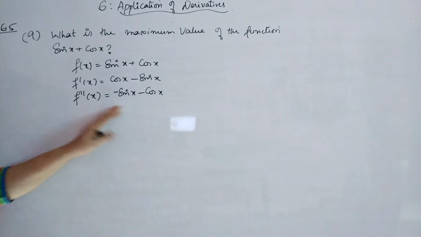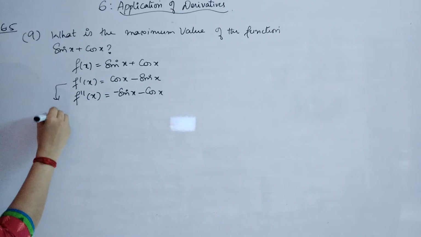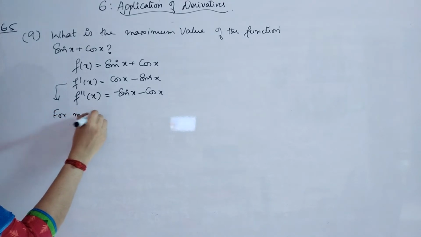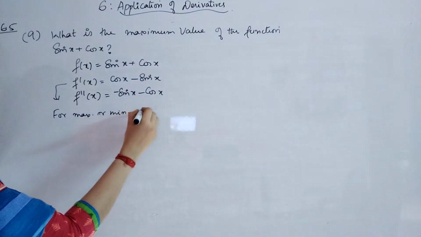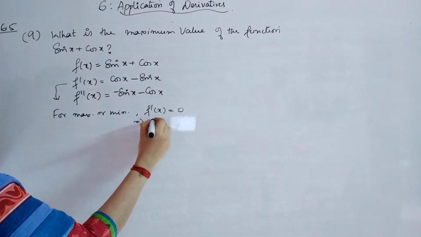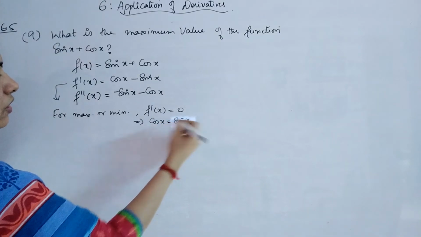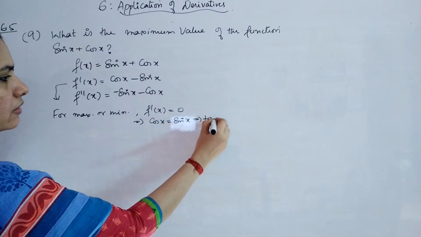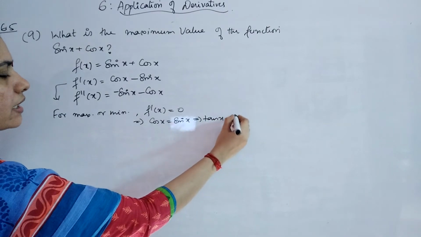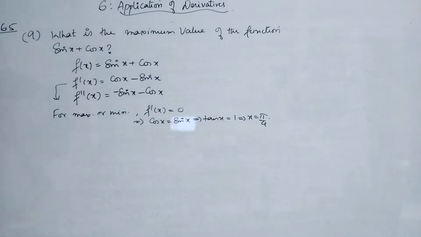So this is the second derivative. Now again we are using f dash of x to find out the critical point, or for maxima or minima. f dash of x will be equated to 0. That means you will get cos x is equal to sin x, or tan x is equal to 1. From this itself you can just write, tan x equal to 1 will give you x equal to pi by 4.